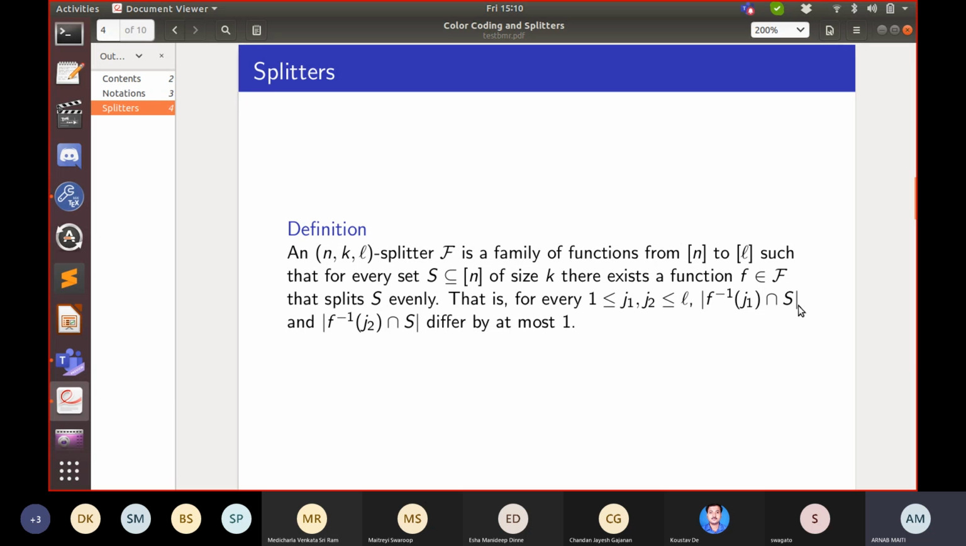It's a basic standard definition. For every set S of size k, if you take any element from the set 1 to l, take its inverse, and see how many elements of S got that number, and compare it with any other number, like f inverse of j1 intersection S, which means the number of elements in S assigned the value j1 using this function f, and similarly for j2, the difference between these mods will be at most 1.